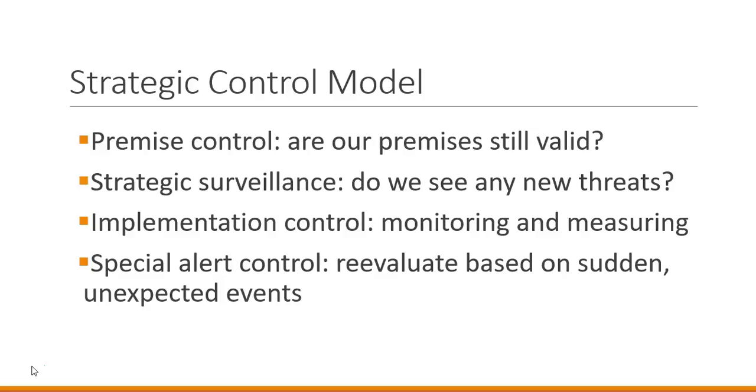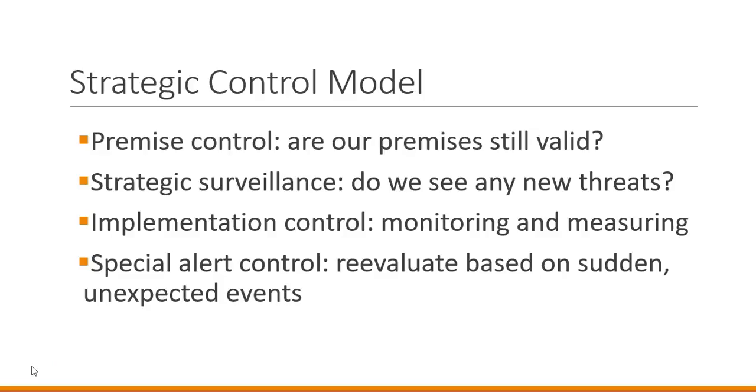Next is strategic surveillance. Do we see any new threats in the external environment? So the first component, premise control, is considering whether anything has changed from when we evaluated our external environment at the initial implementation of the strategy. The second component, strategic surveillance, is asking the question, is there anything new that wasn't in existence, that wasn't significant, that did not have an effect on us when we initially implemented our strategy? And if there is a new threat, then again, we might need to reevaluate our strategy.